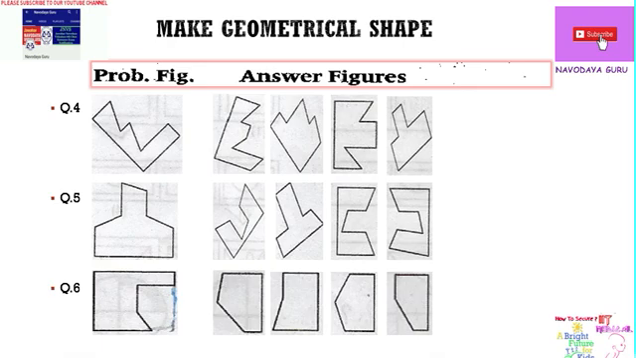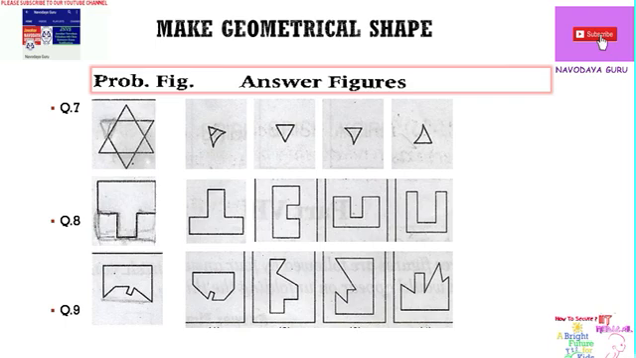In the next answer figure, we can see there are only two lines matching and the remaining ones are not matching. So this is not our answer. In the next answer figure, only one line is matching and the remaining ones are not matching. So this is not our answer. All lines are matching. So this is our answer.